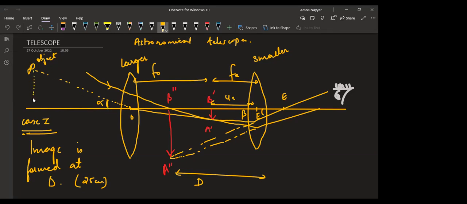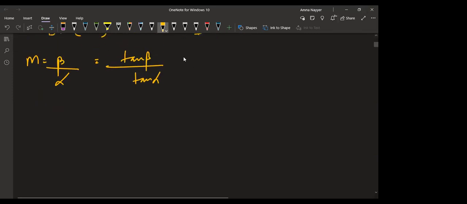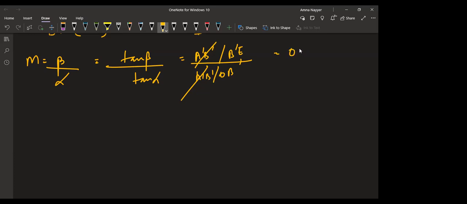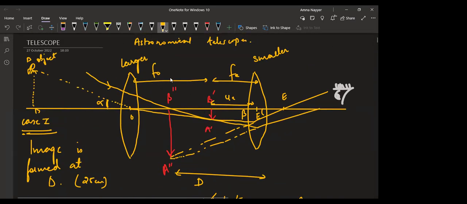And for infinity, just for our calculation, let's say this is AB. The object is at infinity only, but we take this just so that we can form a triangle, because otherwise defining this at infinity is difficult. Now the exact derivation which you have done, we did A dash B dash by AB. Here it will be A dash B dash by B dash E, and similarly A dash B dash by OB dash. AB dash gets cancelled. This becomes equal to OB dash by B dash E. Now OB dash is the focal length of the objective lens, FO. And B dash E is the object distance for the eyepiece, UE. So FO by UE.